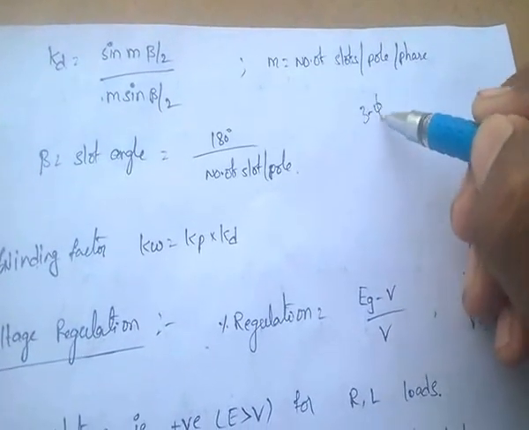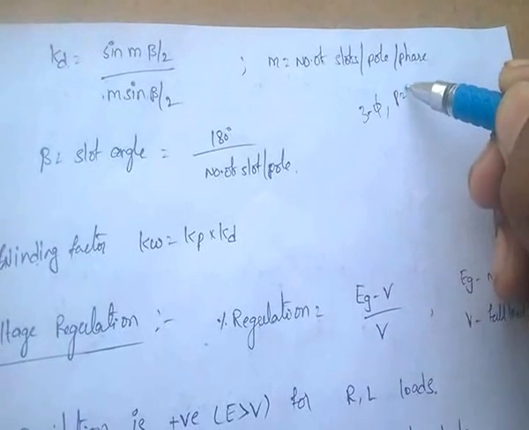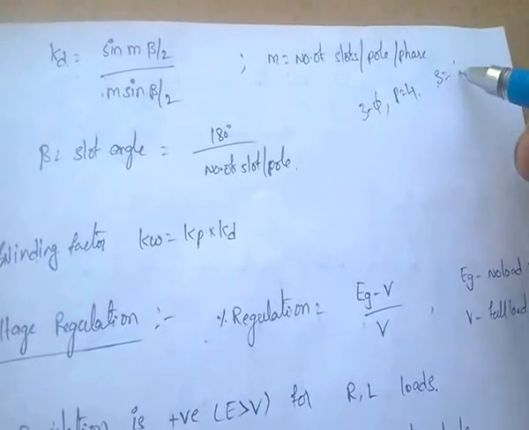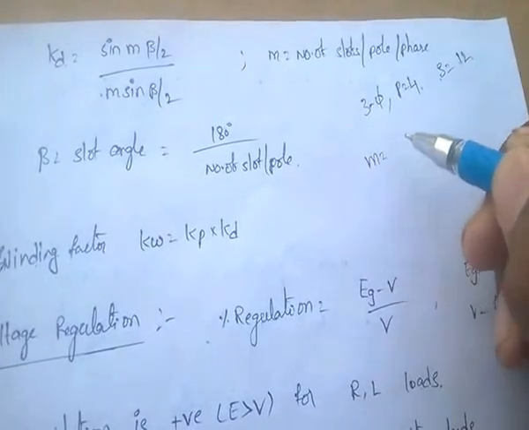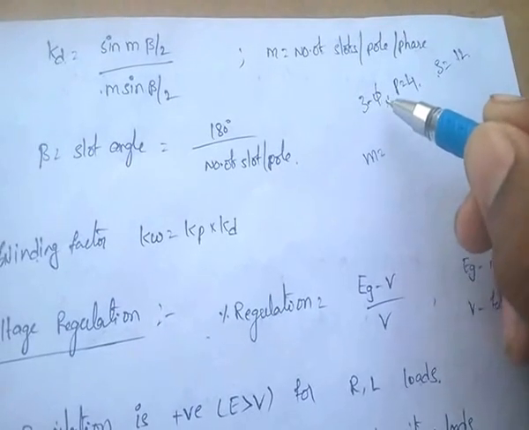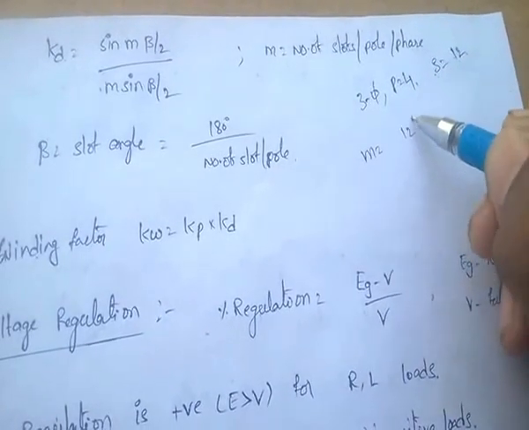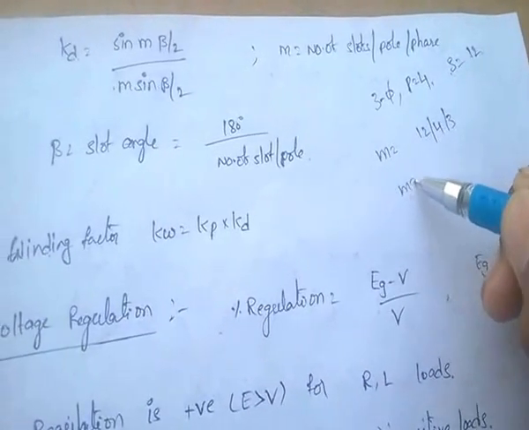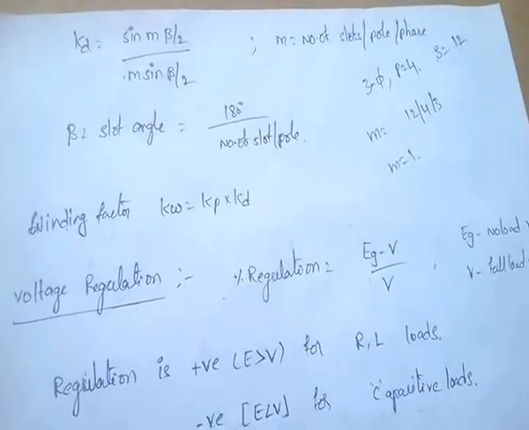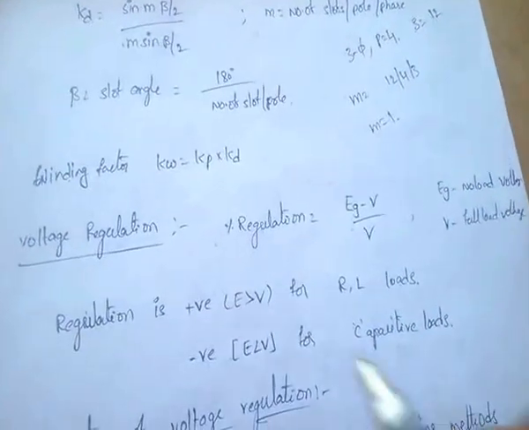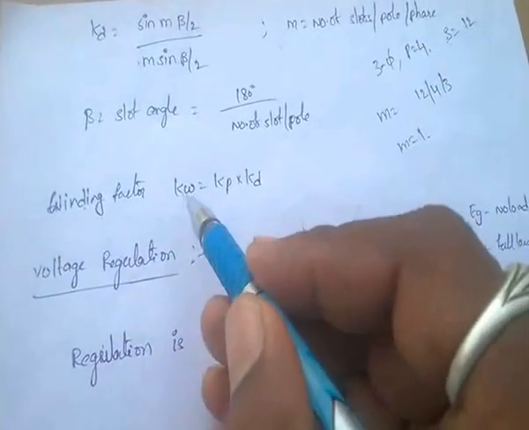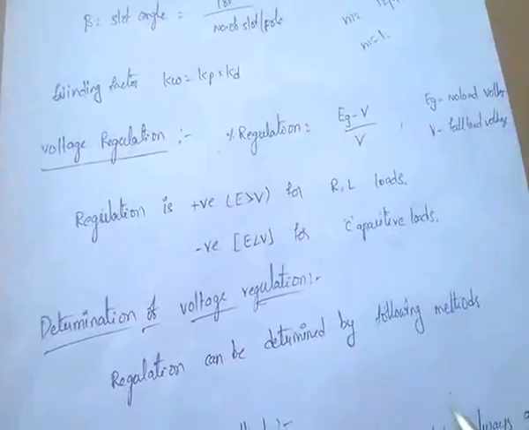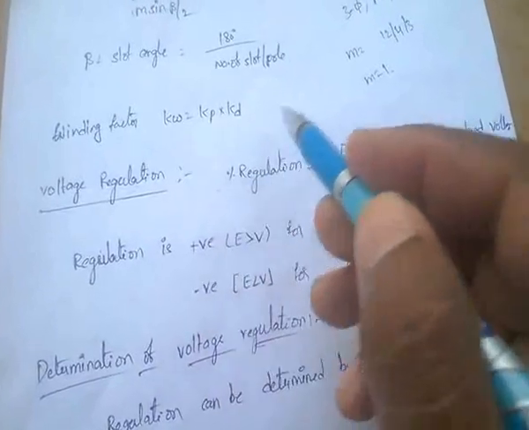For example, for 3 phase, with 4 poles and 12 slots given, m equals number of slots per pole per phase, which is m equal to 1. And coming to the winding factor, Kw equals Kp into Kd, pitch factor into distribution factor. Very important: winding factor Kw equals Kp into Kd.